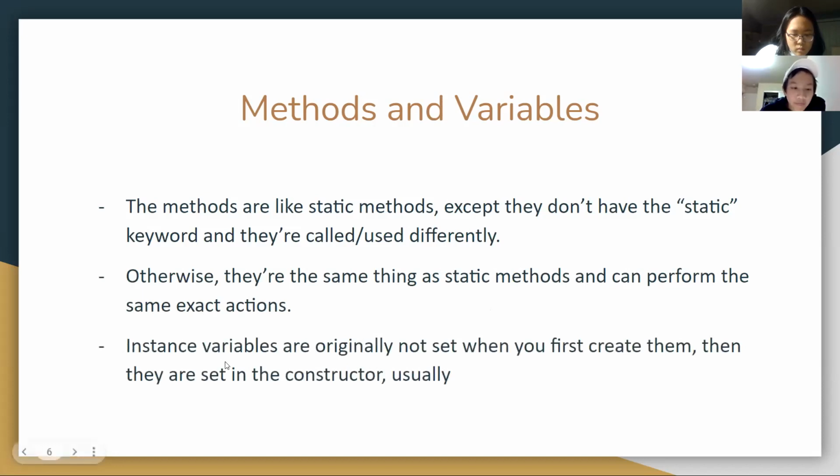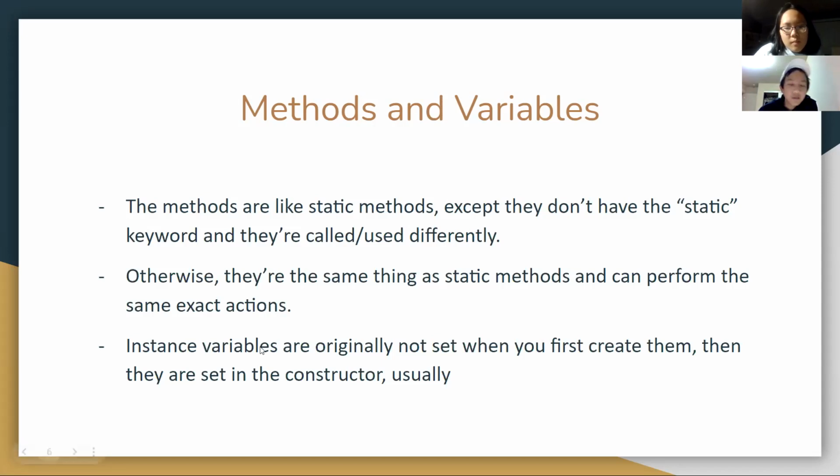Instance variables are originally not set when you first create them. Remember the attributes, the private int gas, miles, and so on? Remember how we didn't set them. We didn't say what values they equal. We just said that they exist. And then usually you're going to set these instance variables inside of the constructor, just like we did before.